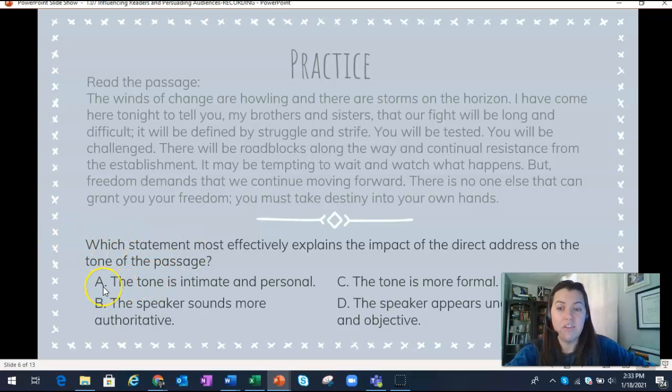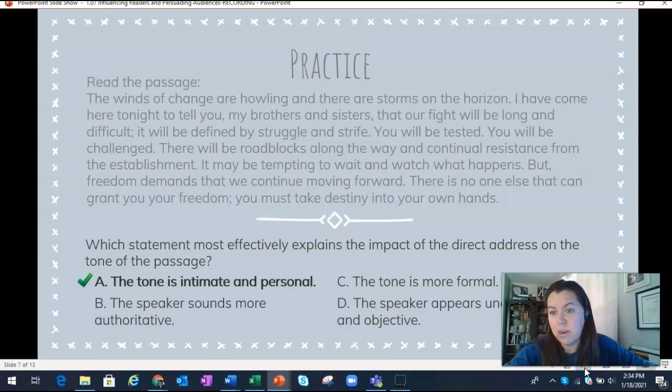Does it make A, the tone more intimate and personal? Is it B, the speaker sounds more authoritative? Is it C, the tone is more formal? Or D, the speaker appears unemotional and objective. So look at what the question's asking. Which statement most effectively explains the impact of the direct address on the tone of the passage? So by using that you pronoun and calling the reader out, how does that impact the tone of this passage? How does it make it feel?